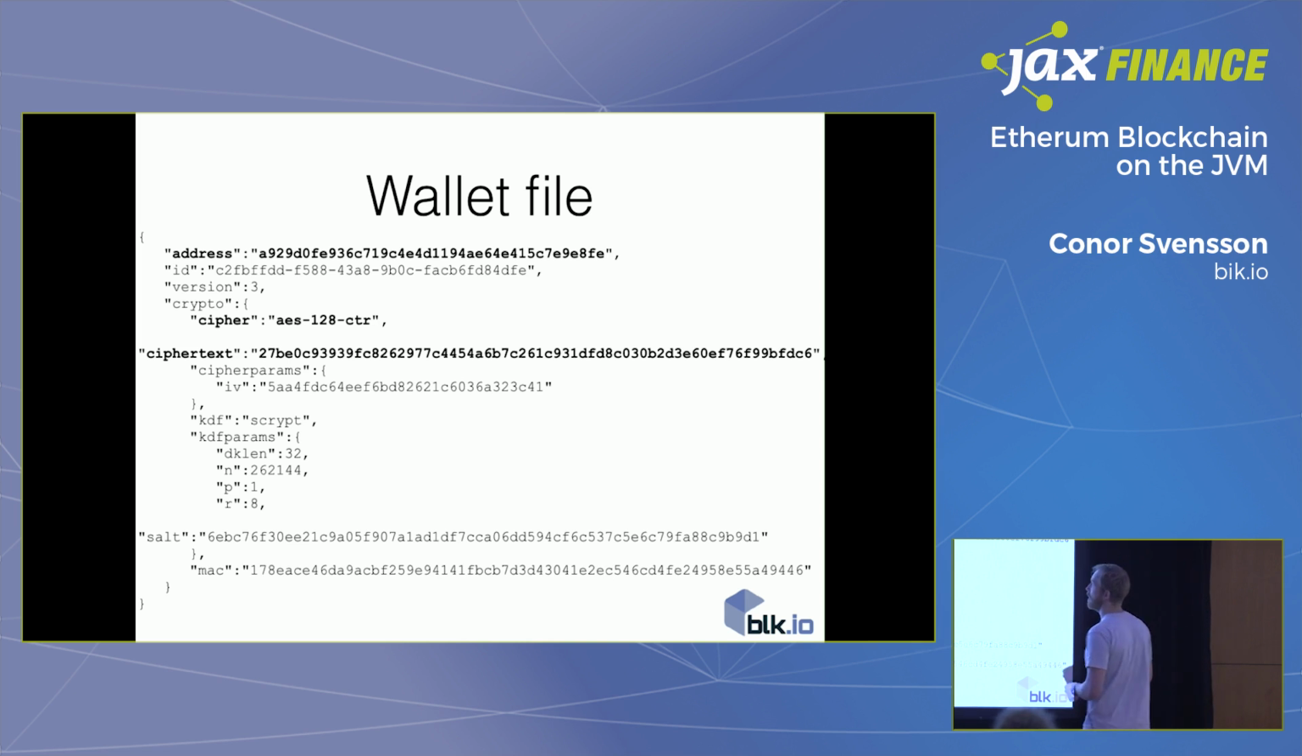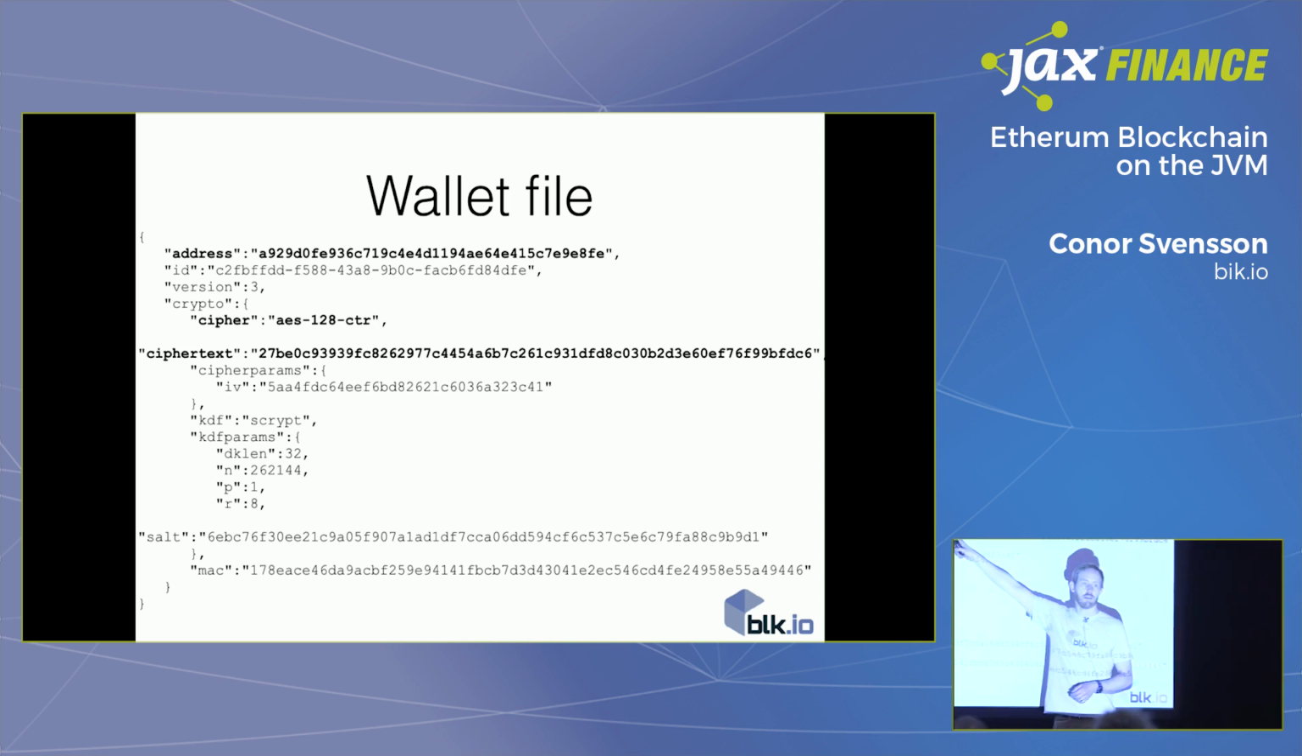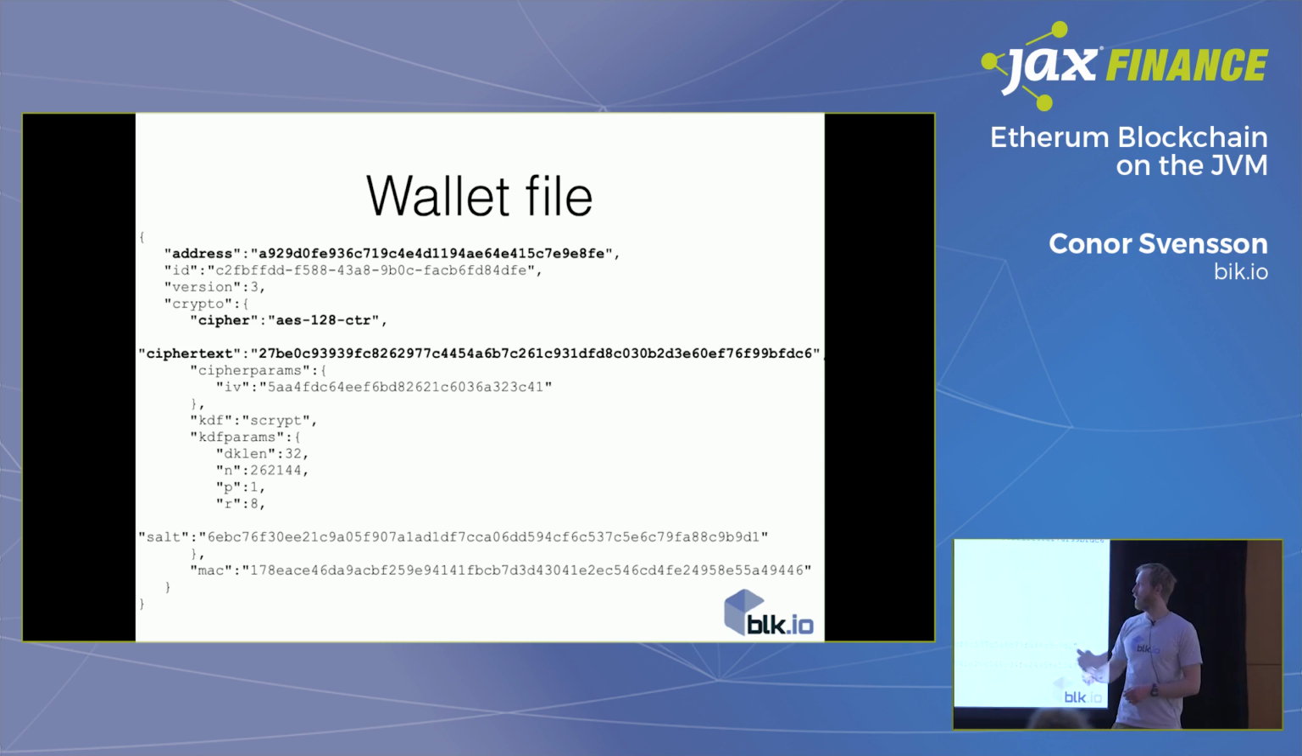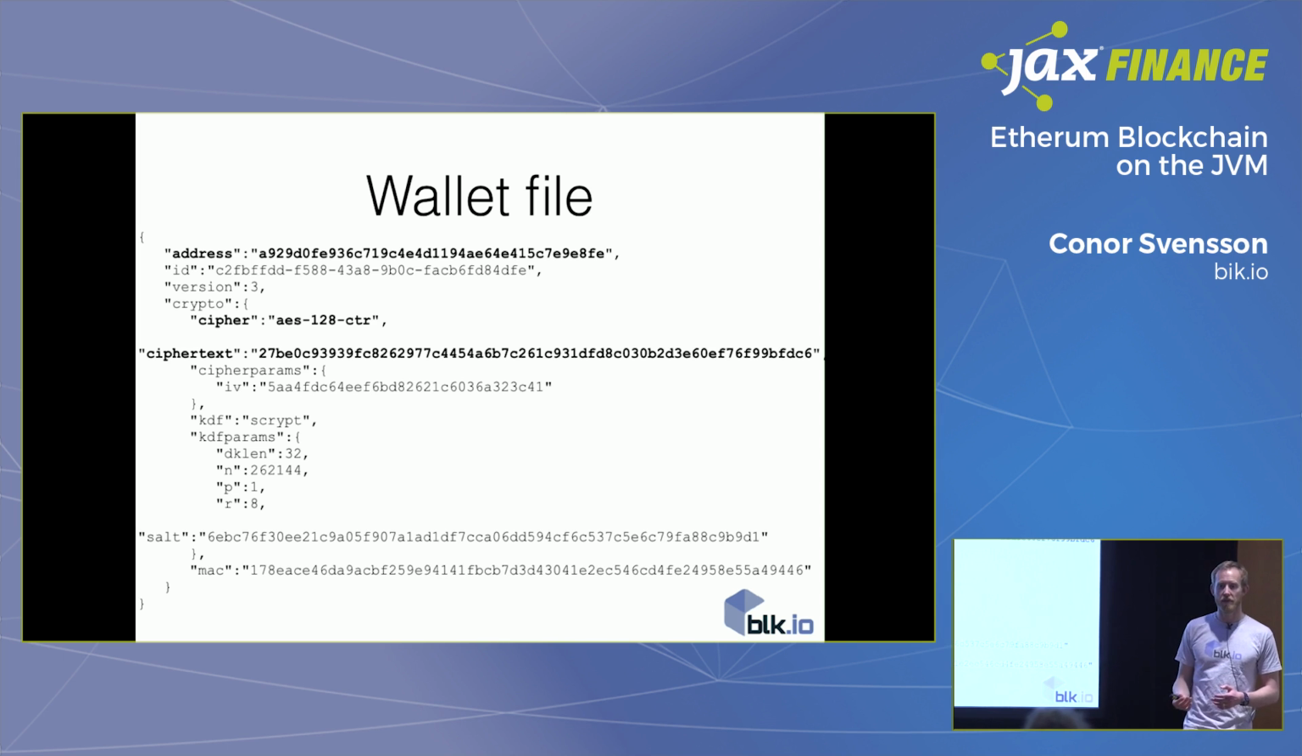So at the very top, we've got an address which is 160 bits in length. Then we have the actual type of encryption cipher that was used. Then we have our ciphertext, which is our encrypted private key. And then we just have other information about the parameters that we used to encrypt the ciphertext. The public key can always be derived from the private key, which is why you don't need to store the public key in this file.